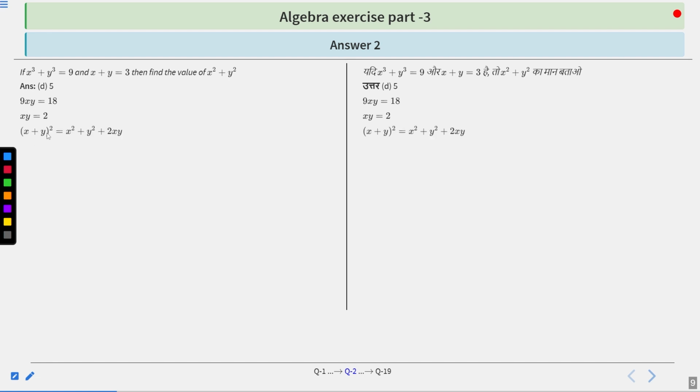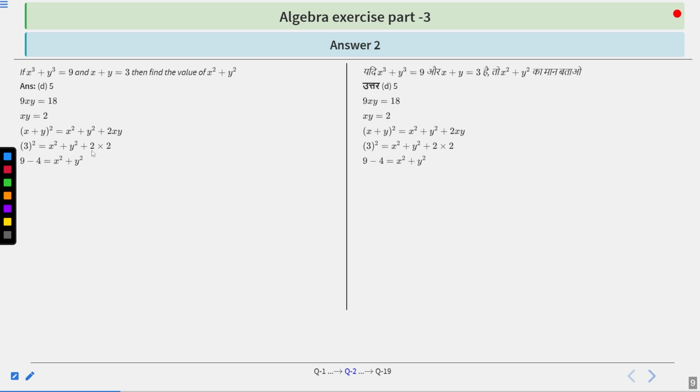Then we have (x plus y) whole square equal to x square plus y square plus 2xy. x plus y was 3, therefore, 3 whole square equal to x square plus y square plus 2 into x into y. So xy was 2. Therefore, 2 into 2.